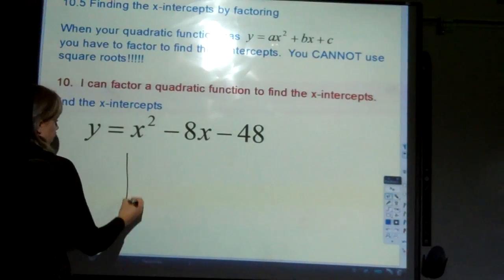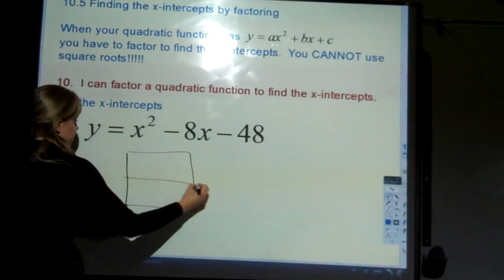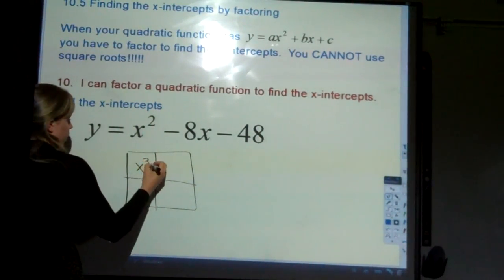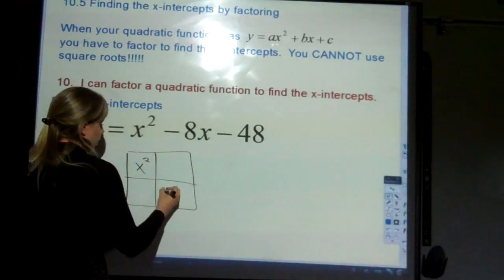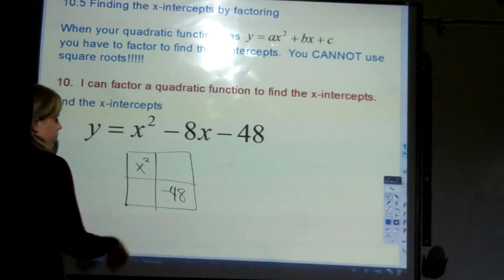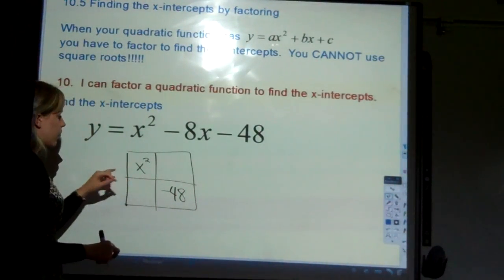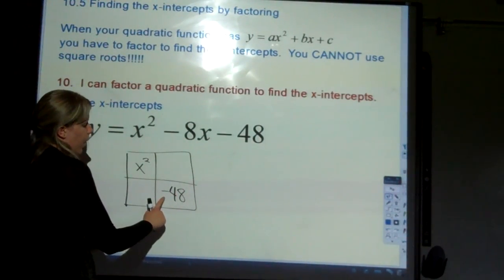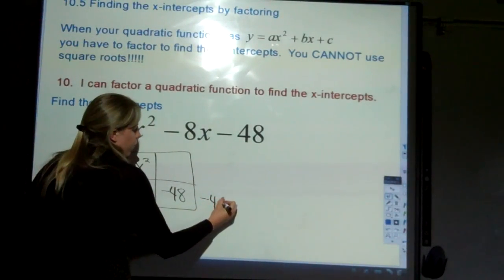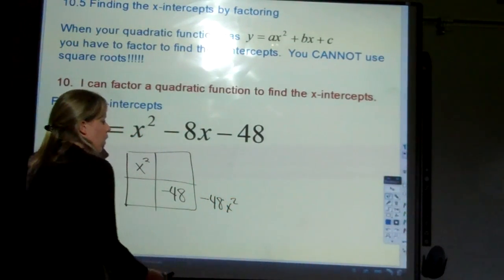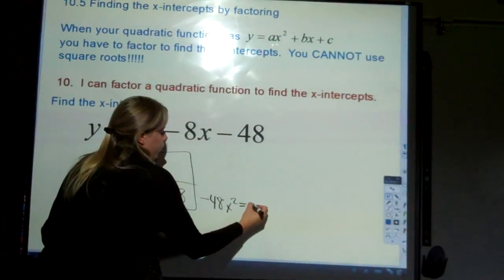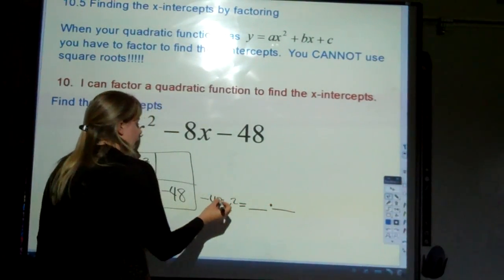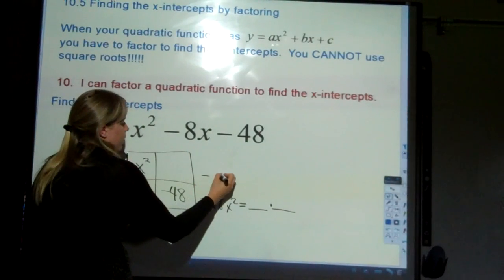We can use the box method. We draw a box, put the first term in the first box, x squared. You put the last term, negative 48, in the last box, and then you multiply diagonally. X squared multiplied by negative 48 is negative 48x squared. So we're going to look for two numbers that multiply to give me negative 48, but add to give me this middle term, which is negative 8x.